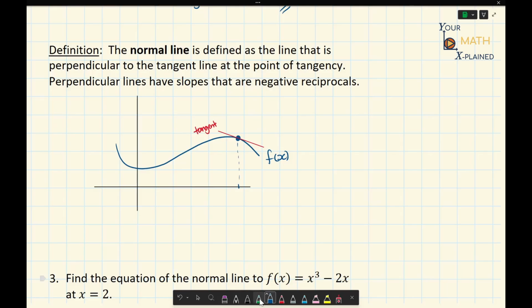Now the normal line to this point is going to be the line that is perpendicular to this tangent line at this point, which means the normal line is going to be this line right over here. So here we have a 90-degree angle. So this is our normal line. And the relationship between two perpendicular lines is that their slopes are negative reciprocals of each other. So if our tangent line has a slope that is equal to m, then our normal line is going to have a slope that is equal to negative 1 over m.